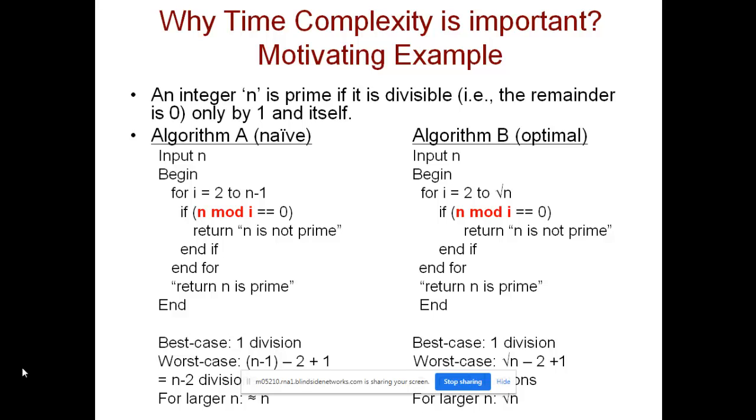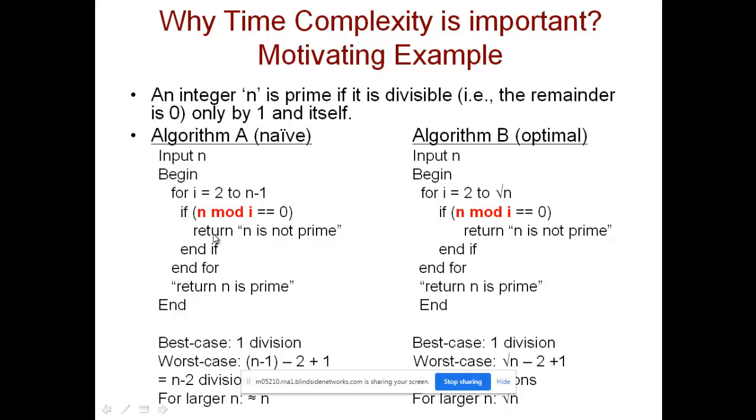What I mean by divide is, when you divide 11 by anything other than 1 and 11, the remainder will not be 0. For example, 11 divided by 2, the remainder is 1. 11 divided by 3, the remainder is 2. 11 divided by 10, the remainder is 1. So in general, if you have an integer n and you divide n by anything other than 1 or n, the remainder will not be 0.